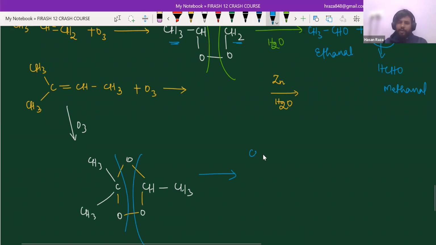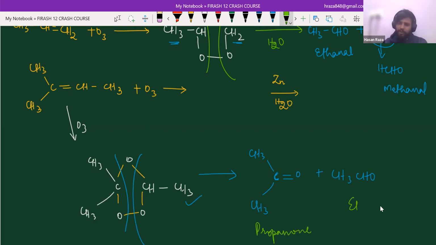So what will be the product here? CH3, CH3. As you can see, carbon and oxygen will be double bond because carbon makes 4 bonds. So in this way you can take it. And the rest part is CH3. On the right hand side it is CH3CHO. So basically this is propanone, that is ketone you will be getting, and this is your ethanal.